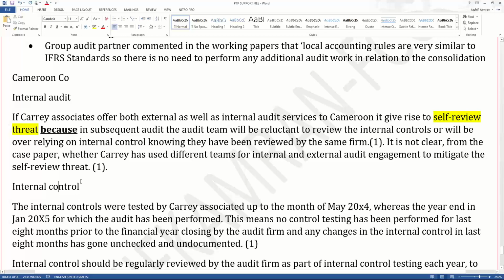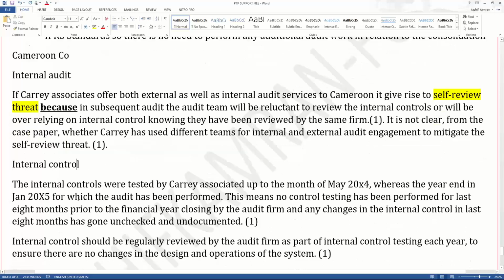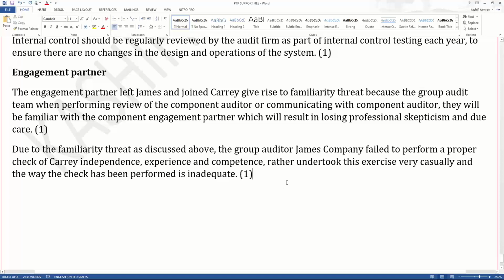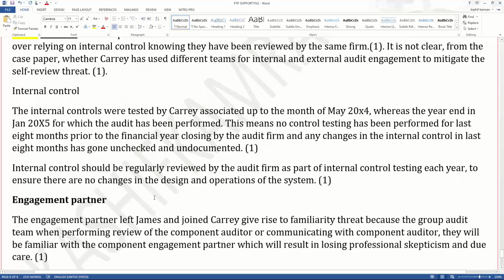So I wrote a point on internal audit. I wrote a point on internal control. I wrote a point on internal controls again, then engagement partner. But anywhere in my answers so far, have I written that the partner left and joined Carey, so this results in a bad quality audit? Or they have not undertaken the check on independence, experience, and competence, this is a bad quality audit? No internal controls have been performed for the last 8 months, this is a bad quality audit? Have I written the word quality anywhere in my answer? Or was I just focused on picking up the issue and explaining why it is an issue?